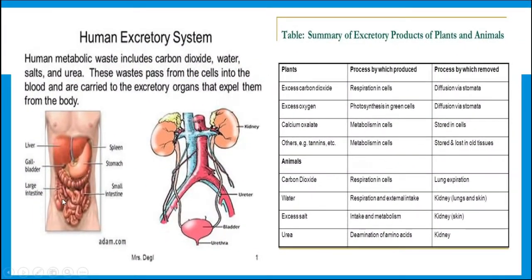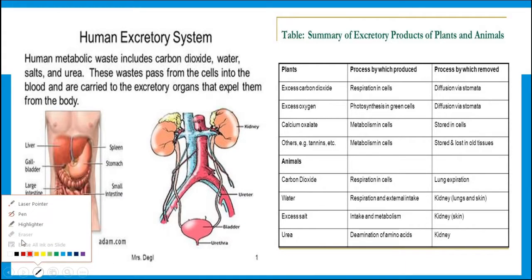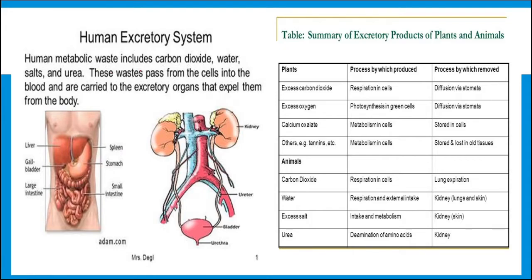Now we will discuss the human excretory system. The human excretory system is also involved in elimination of wastes like carbon dioxide, water, salt, urea. These wastes pass from the cell into the blood and are carried to the excretory organs. From there they are expelled out of the body. The main excretory organs are the kidneys, which involve a pair of kidneys, a pair of ureters, the urinary bladder and urethra. The kidney has different parts, and we will discuss its anatomy.